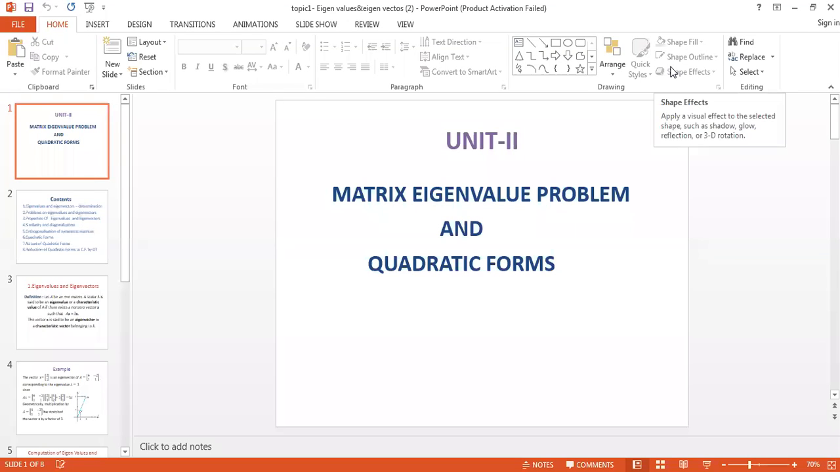Hello everyone. Now unit 2. The title is Matrix Eigenvalue Problem and Quadratic Forms.